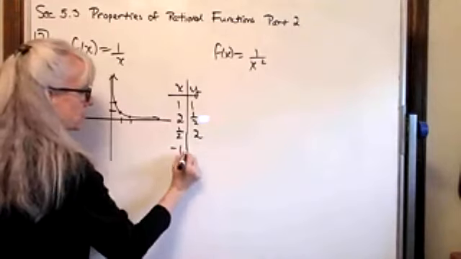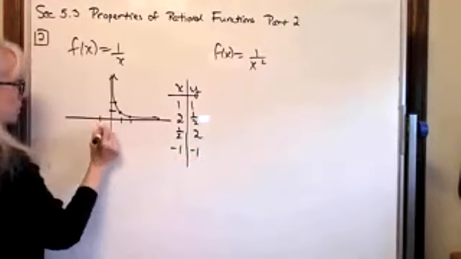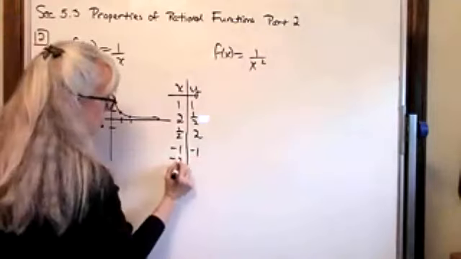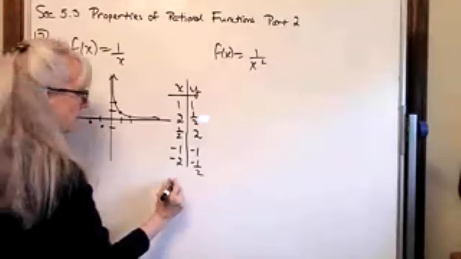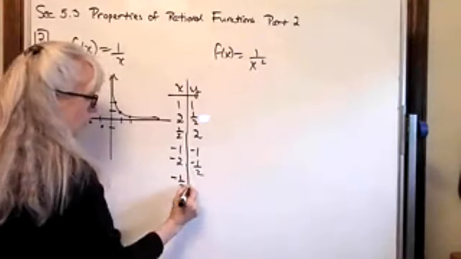Plugging in negative numbers, -1 is going to get us -1. Plugging in -2, we'll get a -1/2. And plugging in -1/2, we're going to get a -2.